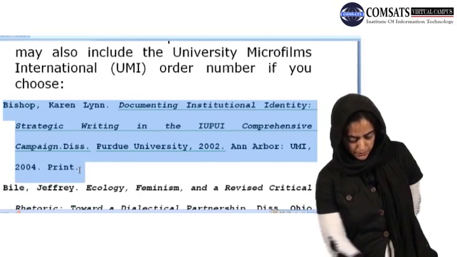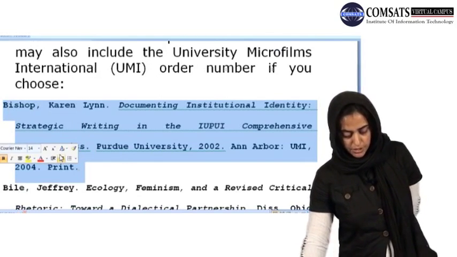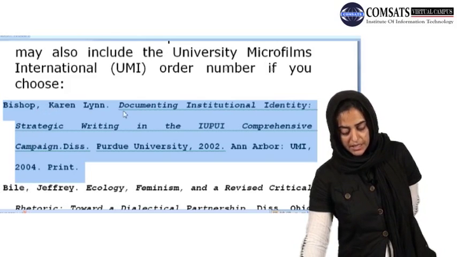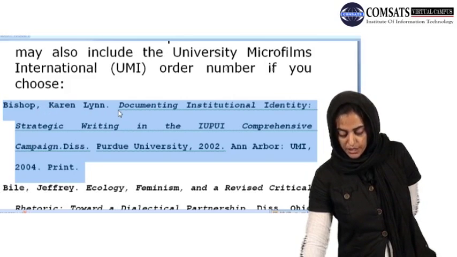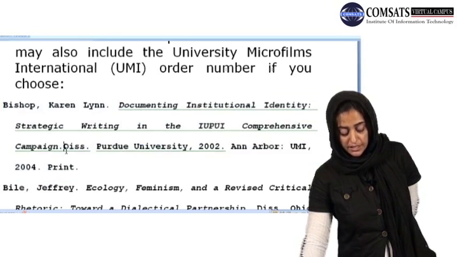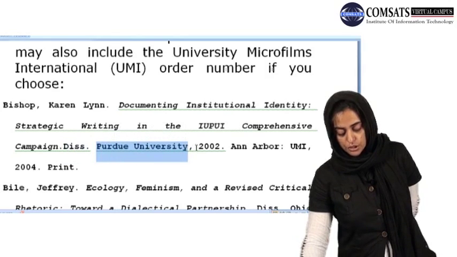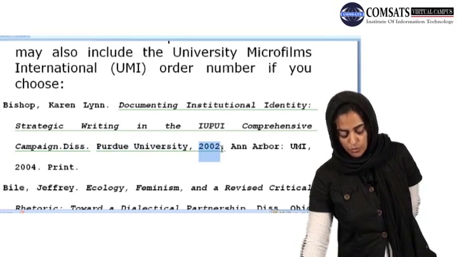Dear students, kindly have a look: Bishop, Karen Lynn. Documenting Institutional Identity: Strategic Writing in the IUPUI Comprehensive Campaign. Again, after the title you will find the designation, dissertation, and the name of the university, Proved University, 2002, the year in which the degree was awarded.